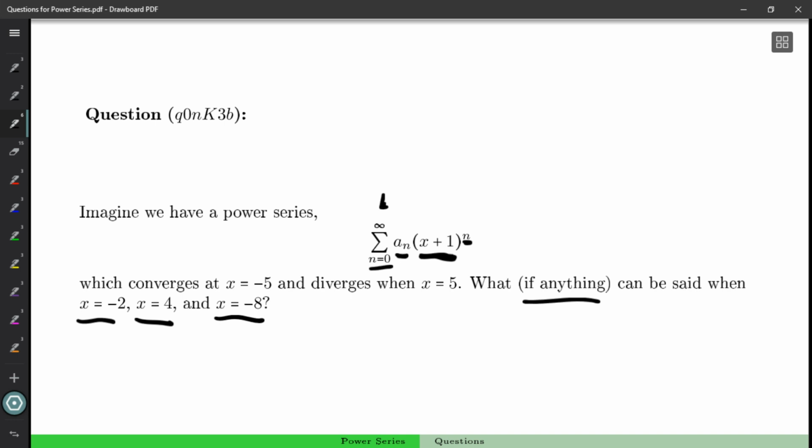Okay, so we don't have a whole lot of information. We've got a power series, and we don't know its coefficients. We can work out that its center should be negative 1, because that's what makes the (x plus 1) to the n expression equal to 0. And we've got one convergence and one divergence. I can't just plug in x equals negative 2 or 4 or negative 8 here, because I don't know what the a_n are. So any of my tests for series convergence or divergence wouldn't help me.